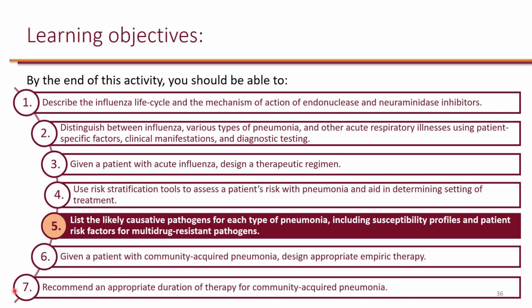So far, we have looked at influenza, how to distinguish it from pneumonia, and how to treat influenza. We also looked at different types of pneumonia and how to use risk stratification tools. Now, let's take a look at causative pathogens for each type of pneumonia, including susceptibility profiles and patient risk factors for multidrug-resistant pathogens.